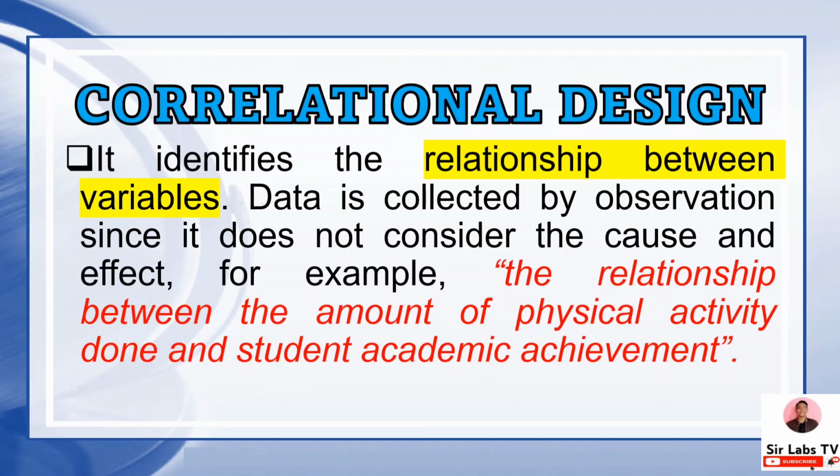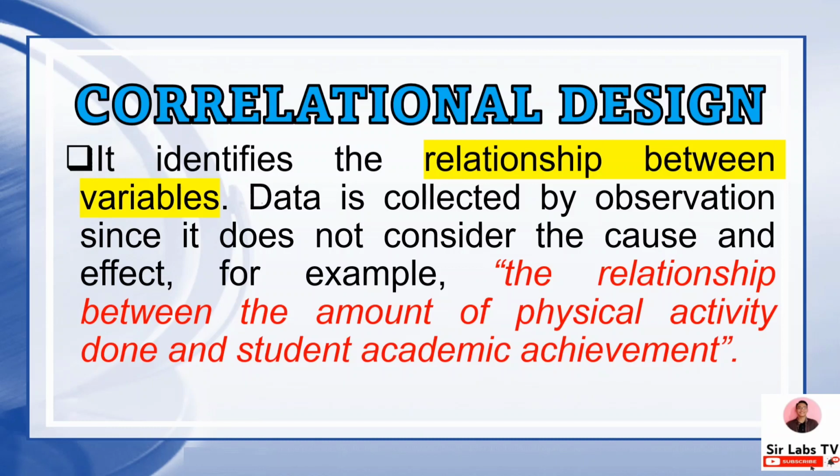Another kind of quantitative research design is correlational design. It identifies the relationship between variables. Data is collected by observation since it does not consider the cause and effect. For example, the relationship between the amount of physical activity done and student academic achievement. The design looks into the relationship between two variables. So mga ka-research, tandaan natin that correlational design looks into the relationship between two variables.